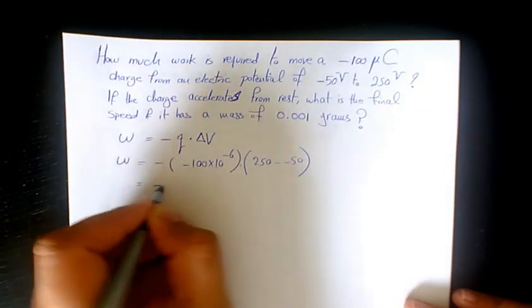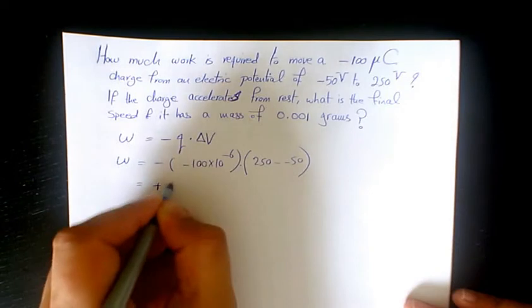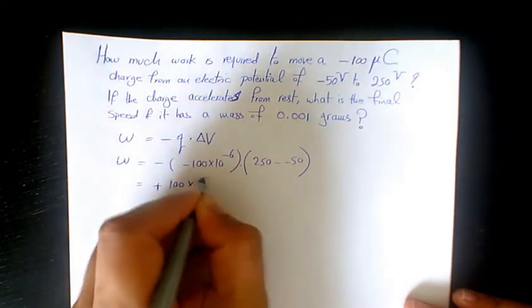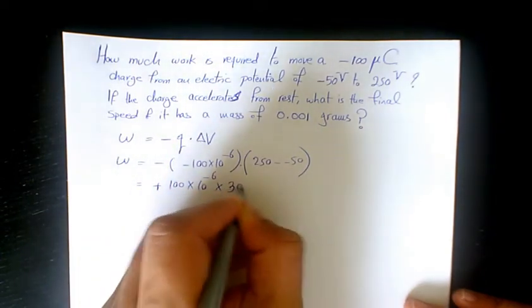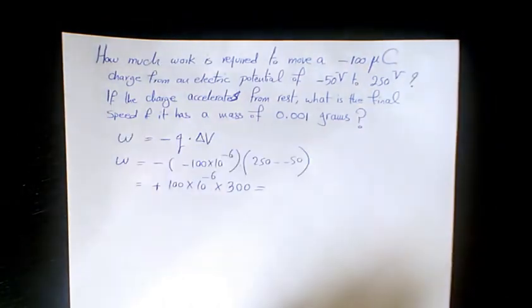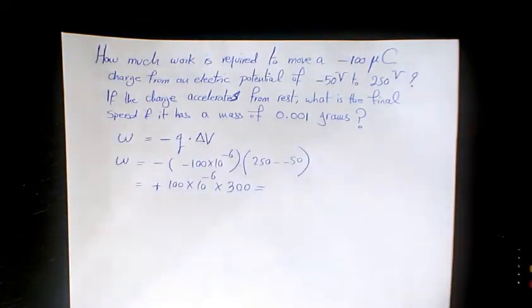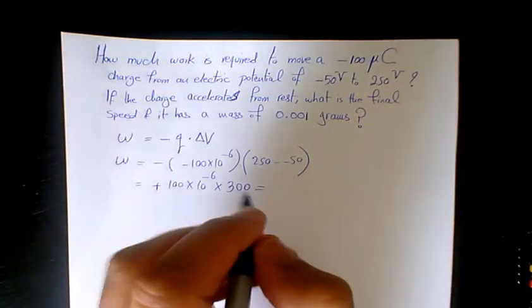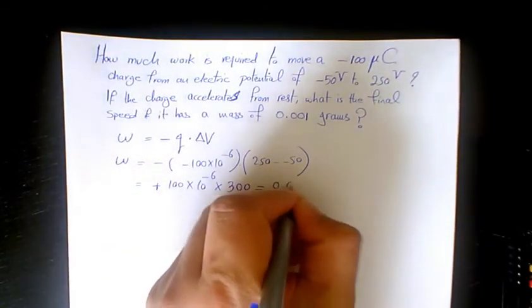So it's going to be negative times negative, positive 100 times 10 to the power of negative 6 times 300. So that will be 300 times 100 times 10 to the power of negative 6. That's going to give me 0.03.